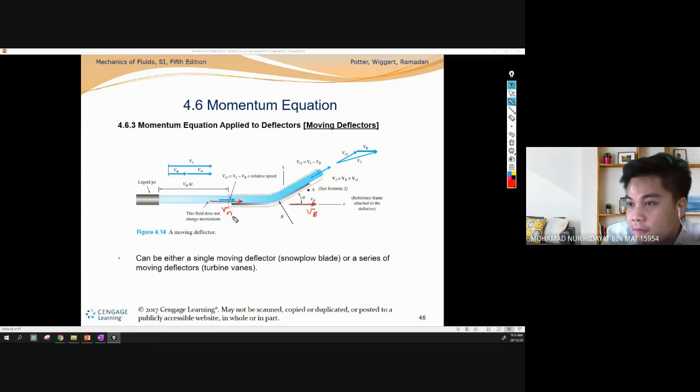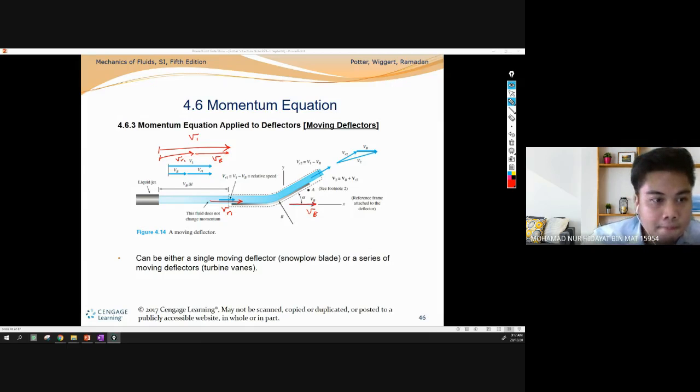The summation of VR1 with VB will reflect to V1, which is the velocity from the inlet of the liquid jet until the final of the inlet velocity. This is V1. So VR1 plus VB is equal to V1.